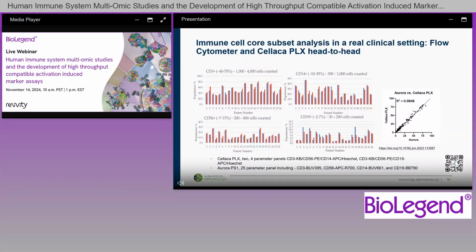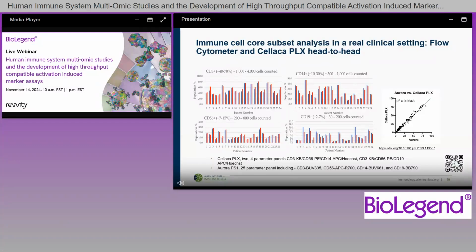Here is a paper that was published in collaboration with Revvity that was comparing the Celica PLX image cytometer to the spectral cytometer Aurora, and it was using PBMC samples from 24 patients. This paper was looking at population percentages of important immune cell core subsets, CD3 positive, CD14 positive, CD56 positive, and CD19 positive cells detected by each instrument.